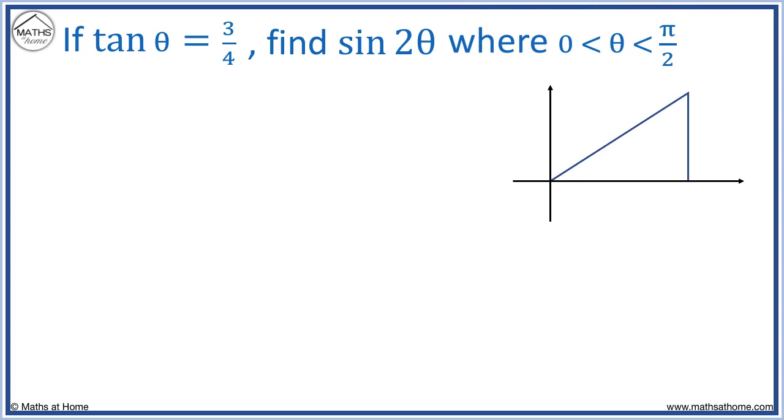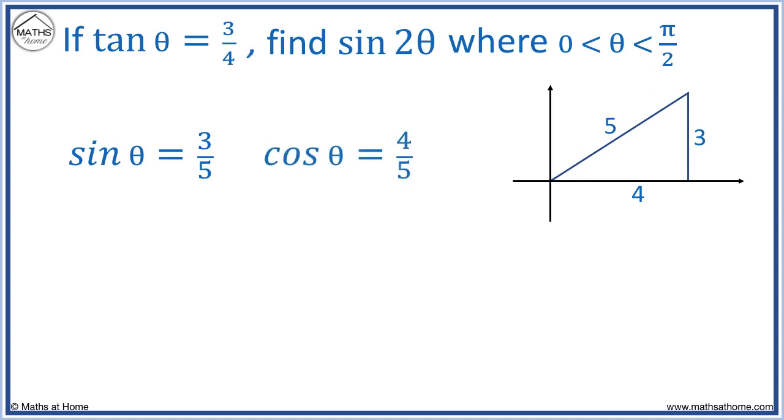Now tan equals opposite over adjacent. If tan theta equals 3/4, the opposite is 3 and the adjacent is 4. We use Pythagoras to find the hypotenuse, which is 5. Sine theta equals opposite over hypotenuse, so sine theta equals 3/5. Cos theta is adjacent over hypotenuse, so 4/5.